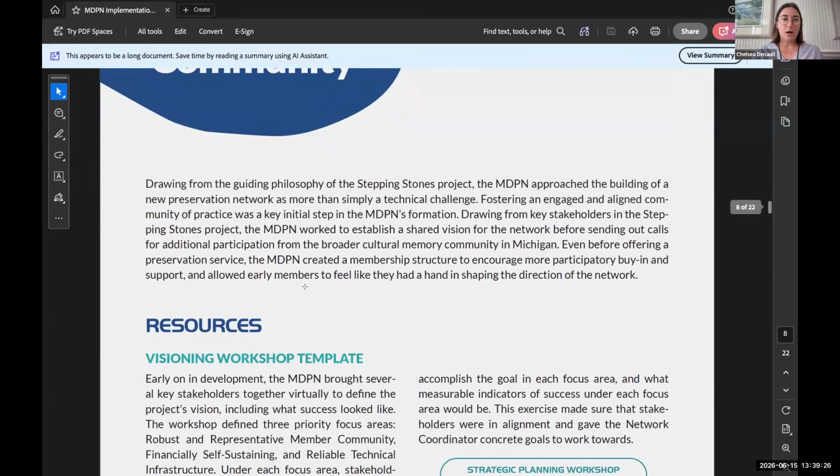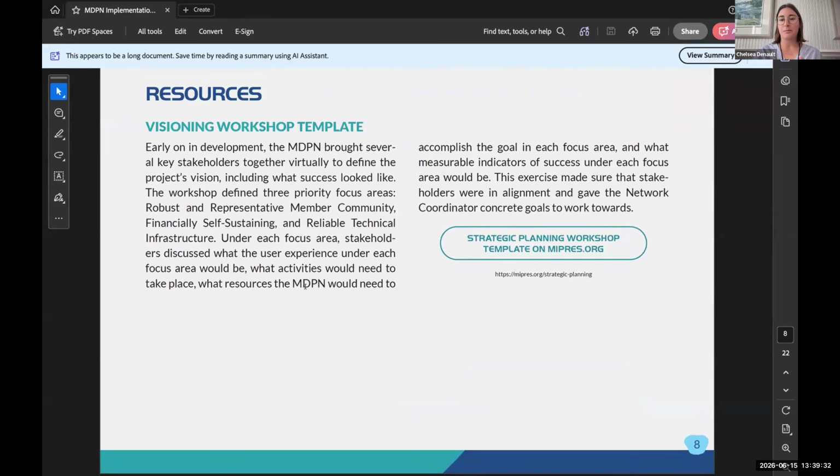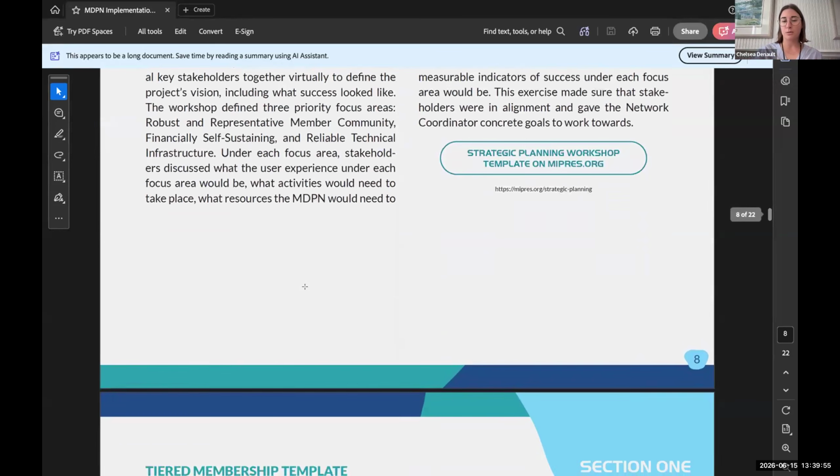So just to start, in building community, we share a visioning workshop template. Very early on in the MDPN's existence, we brought together several stakeholders to talk a little bit about what an ideal statewide preservation service that would serve under-resourced organizations would look like. What are the shared goals? What are the markers of success? And so we shared that planning workshop template here as well. All of these circular, rectangular, oval shapes are hyperlinks that will take you directly to the resource on our website.